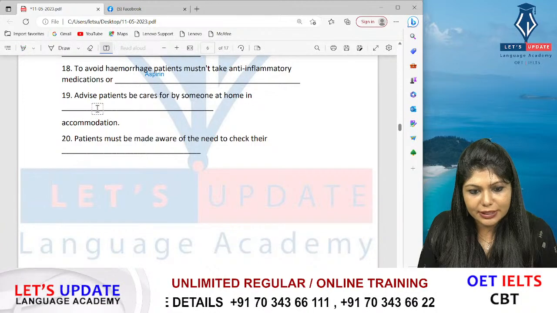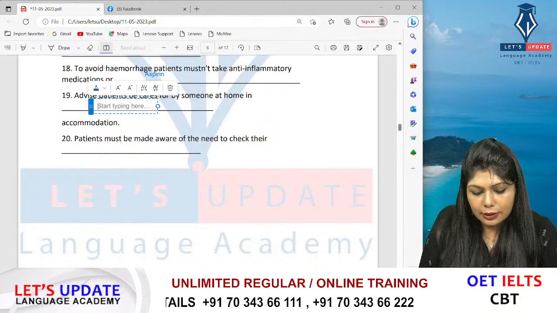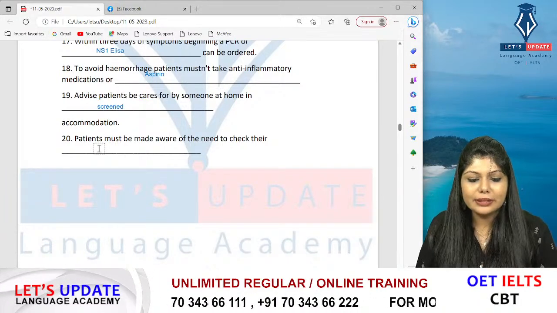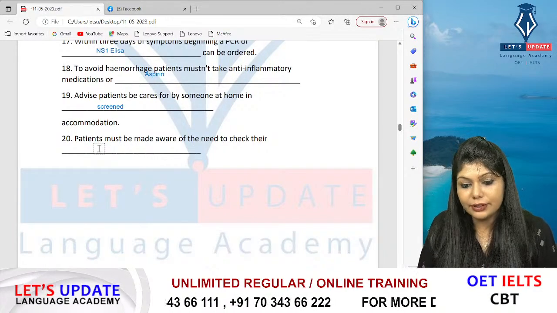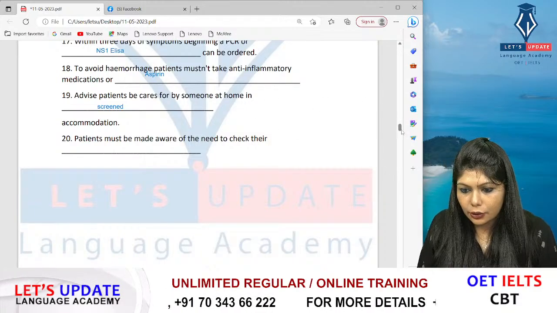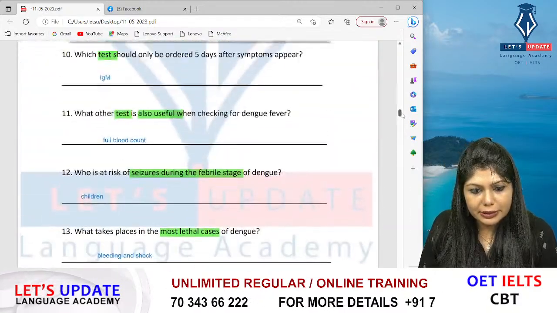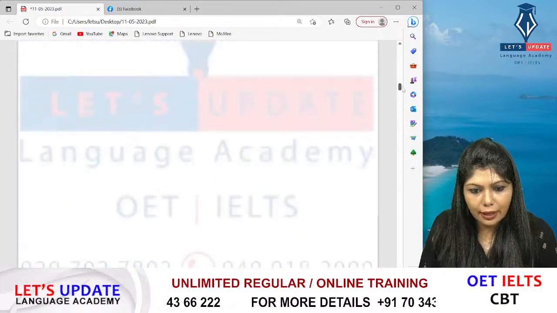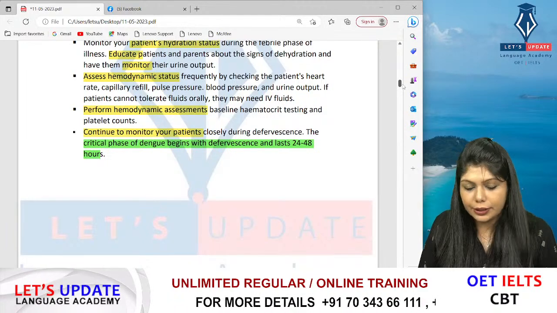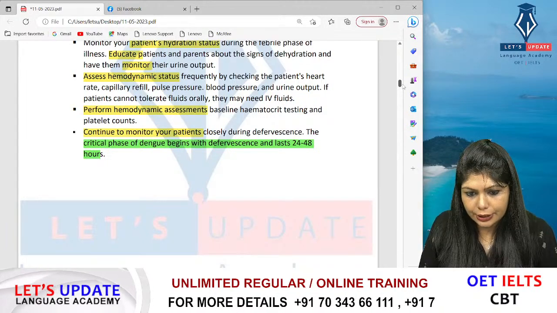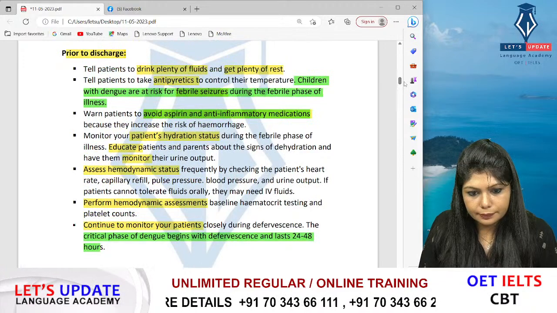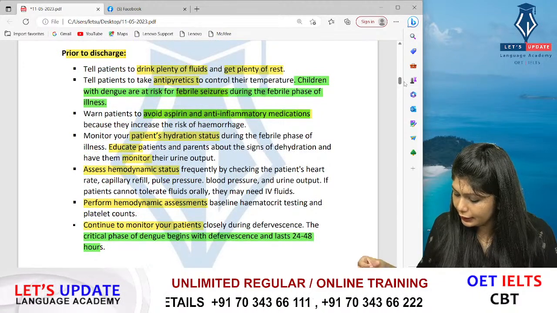That's the last question, 20. We have questions 1 to 7 remaining. Okay, just reminding you. Okay, question 20. Patient must be made aware of the need to check their dash. What should they check? Okay, so where did you find this information? Do you remember coming across this information? It was in the last part, I guess. They should be made aware of the need to check their dash. Can you see this information over there in this part?